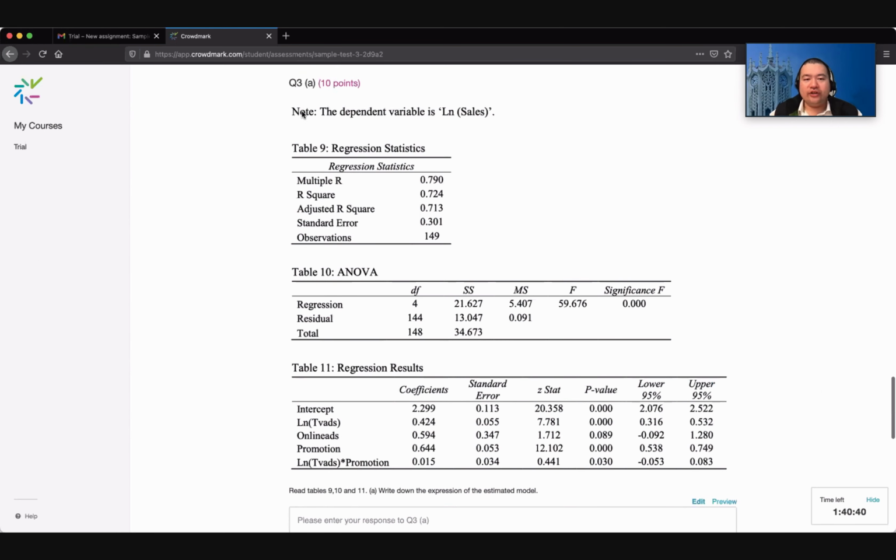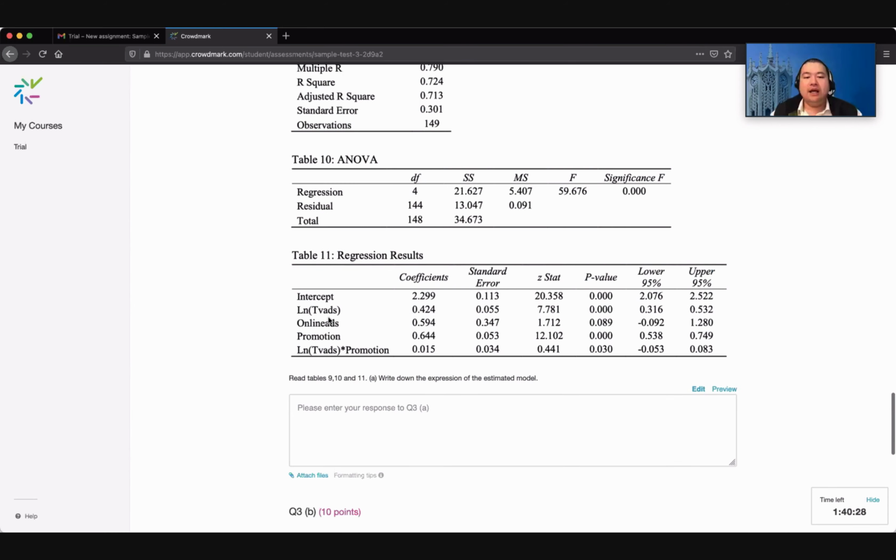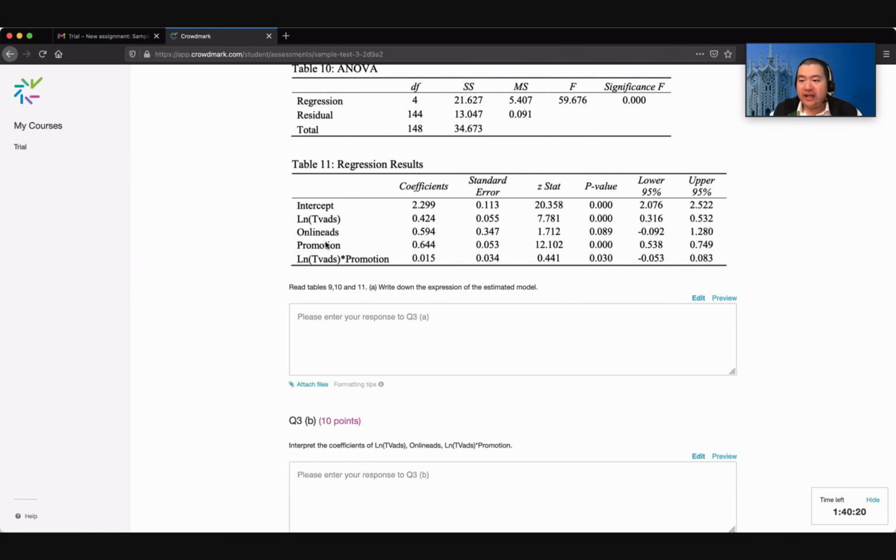All right, so question 3. Last time I tested students on their understanding of the natural logarithm. If they take the log of sales and also the log of TV ads, but didn't take a log on the online ads and promotion, what happened? The interpretation of the log of TV ads will be a log-log model. Why? The weekly sales has been logged, and the independent variable x is also logged. So that's why the interpretation of 0.424 will be a log-log model.